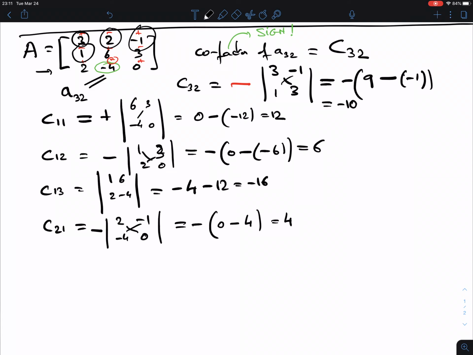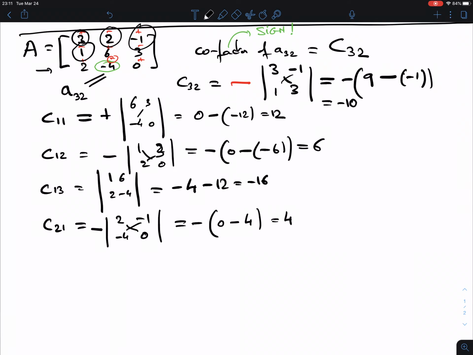What else? C22. Okay, I'm going to try to get everything on the same page here. C22, that is the one here. It gets a little bit murky already, but this actually is a plus sign. So this comes with a plus sign. I'm not going to write this anymore. If we scratch out, we get 3, minus 1, 2, 0. So that determinant is 0 minus minus 2, so that is 2.